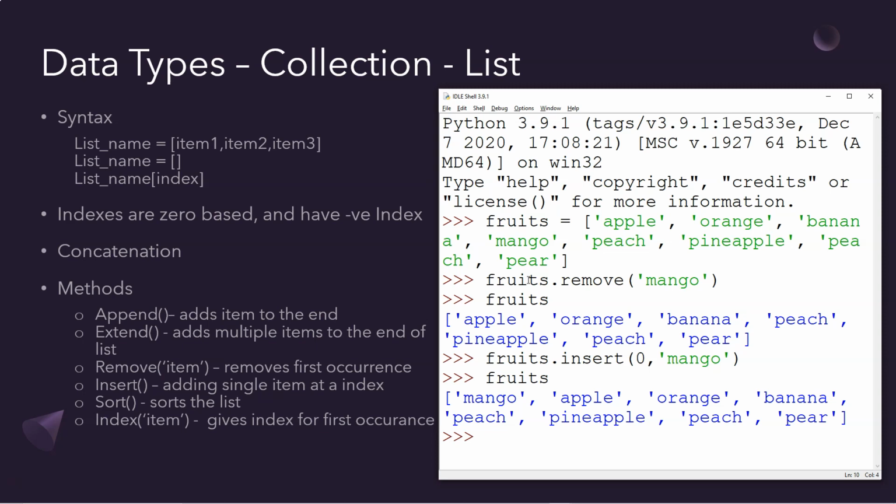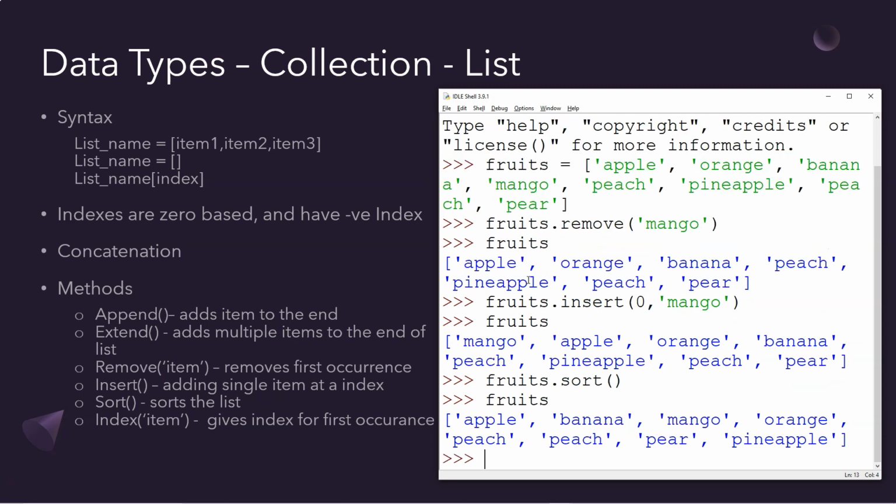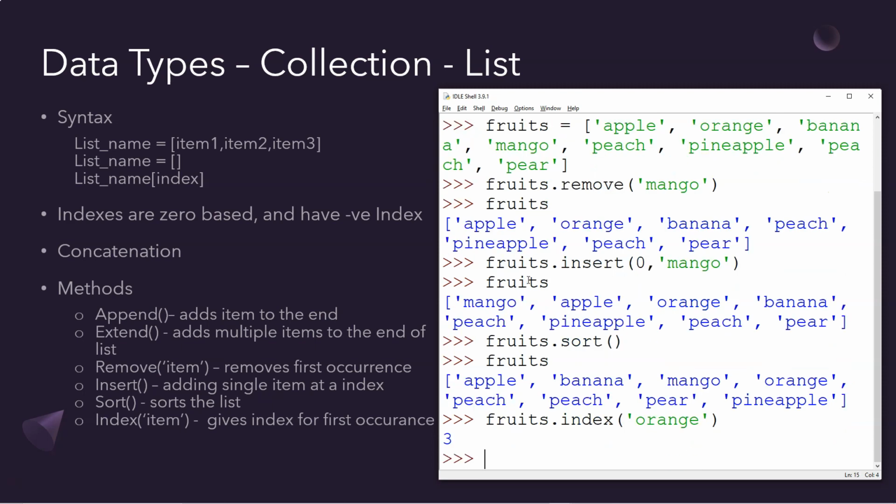Then there is sorting. You can simply sort the list. So we have a sorted list now. And index gives the first occurrence of the item. Let's say I want to see where the orange is in this list. I'll just say fruits dot index of orange, and I can find that it is at the third index. So it's 0, 1, 2, 3.